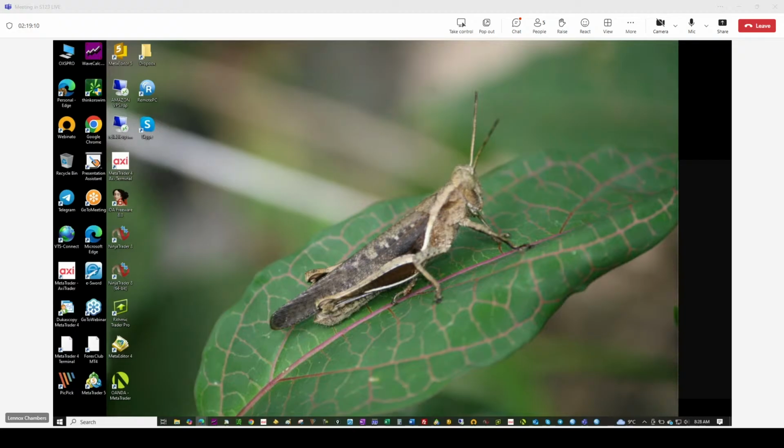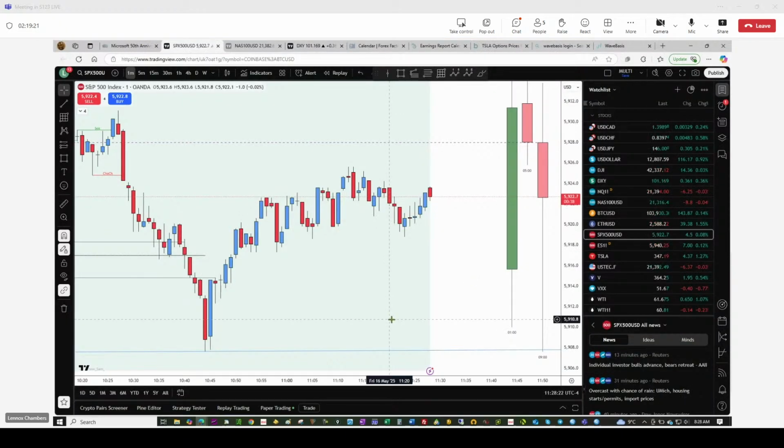You got a little hopper there. I don't know what that leaf is. I'm not sure what the leaf is either. Yeah, these are big guys. They're so big.